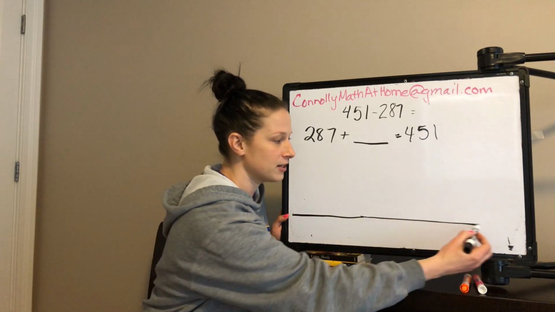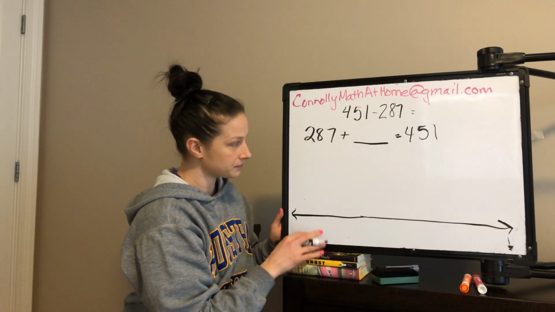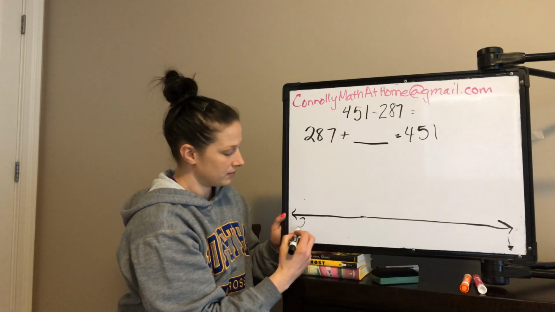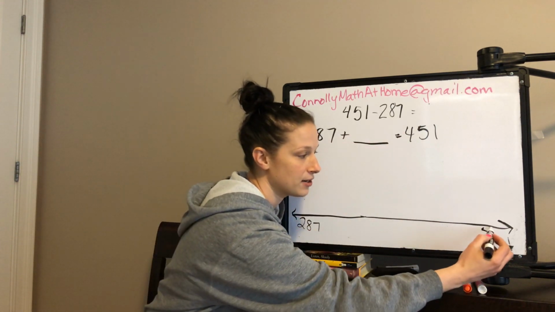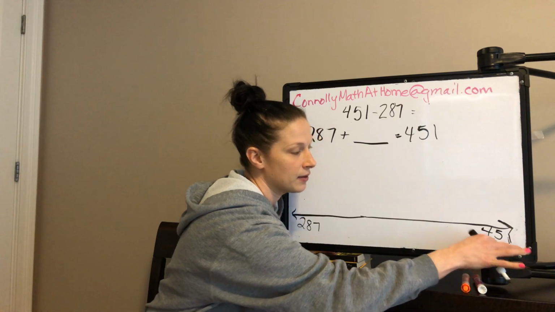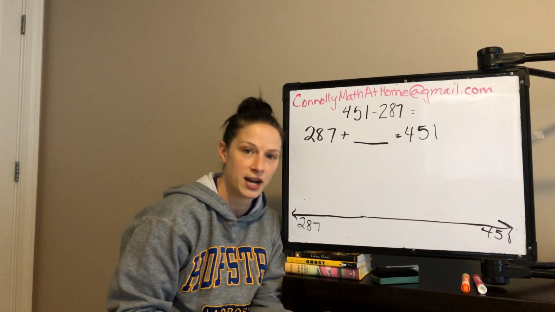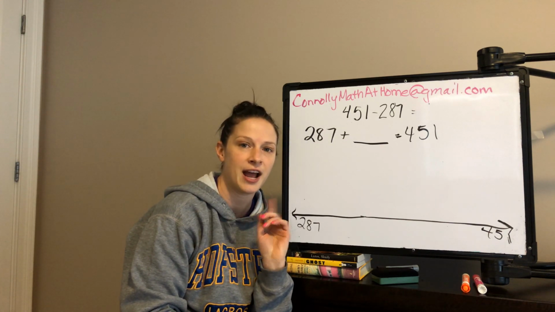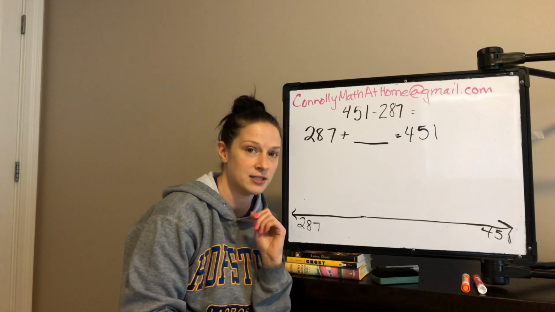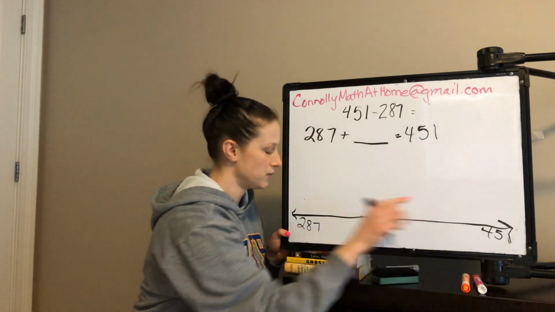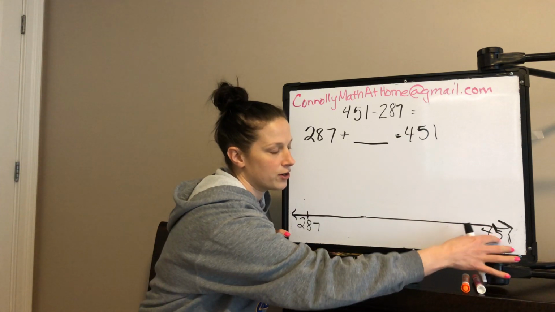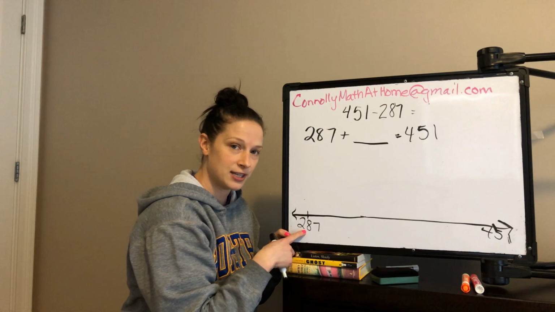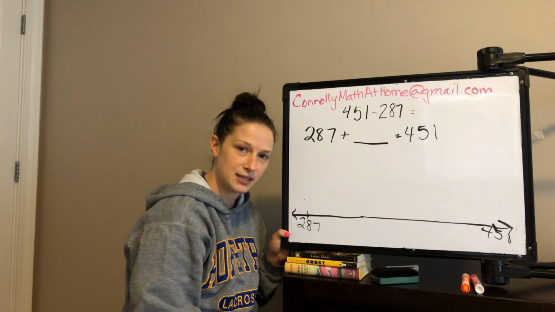Again, we're finding the difference between 287 and 451. This time, you'll notice that I'm putting the same exact numbers on the number line, but instead of using subtraction, which is kind of difficult for us sometimes, for me anyways, I'd rather add up to solve. And let's see if we get the same answer. We're still trying to find the distance between these two numbers, but instead of starting at 451 and subtracting back to see what this distance is, I'm going to start at 287 and add up to see what the difference is.